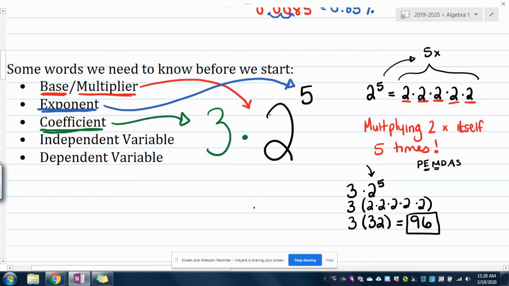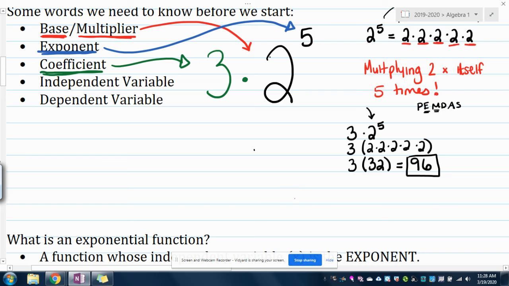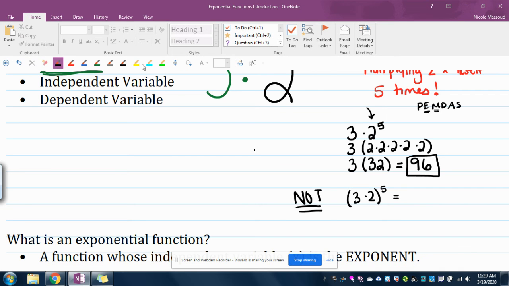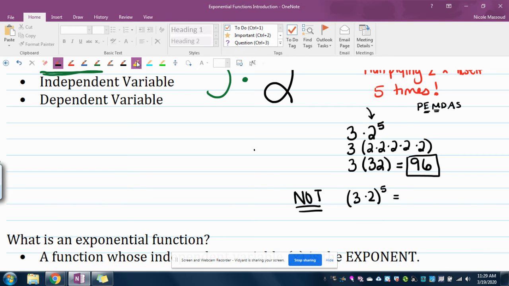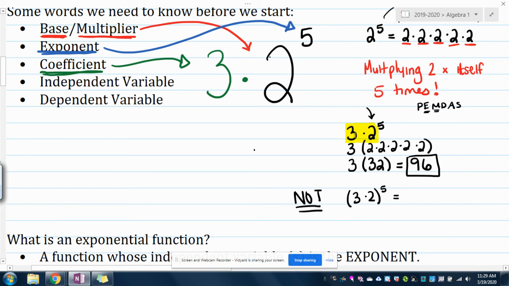Okay? What you will not do, and this is a big mistake a lot of people make, you will not do 3 times 2 and then to the 5th power. A lot of people think that they can multiply this 3 and 2 together. You cannot do that. You have to do this first. That 3 just comes down like any coefficient.